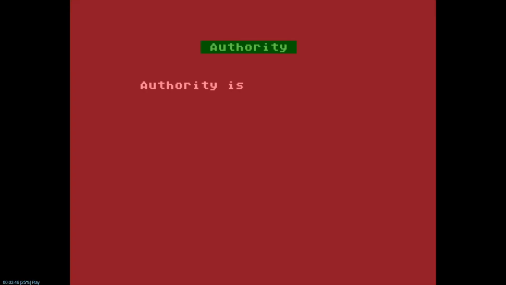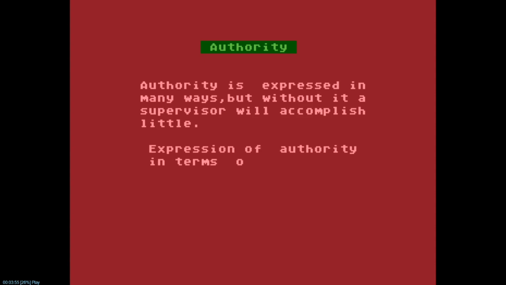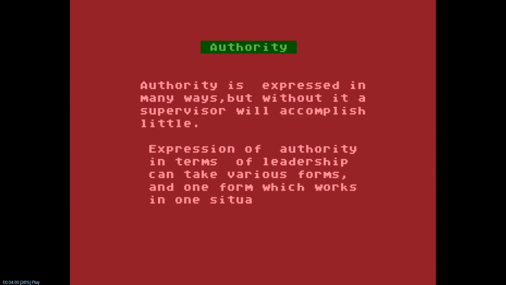Correct. Authority is expressed in many ways, but without it, a supervisor will accomplish little. You will see later, for example, that the expression of authority in terms of leadership can take various forms, and that one form of leadership which works in one situation may not work in another.